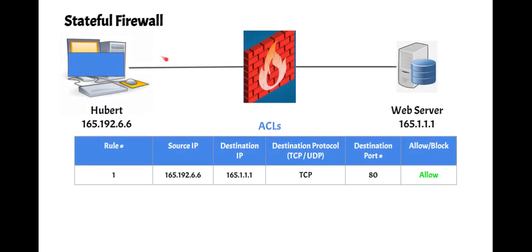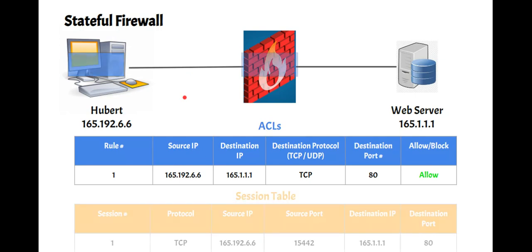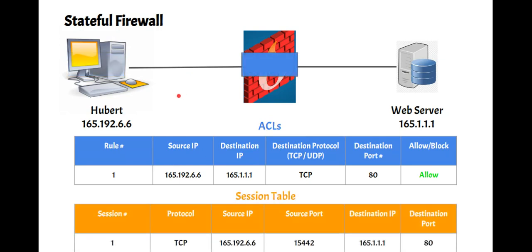Now for stateful firewalls, they are smarter and more secure than stateless firewalls. As in, they track the traffic flows and make sure that it's active, and only if it's active will it allow it to pass through the firewall. So if Hubert wants to send outbound traffic to the web server, you can see that the firewall has a single rule for that outbound traffic in the access control list.